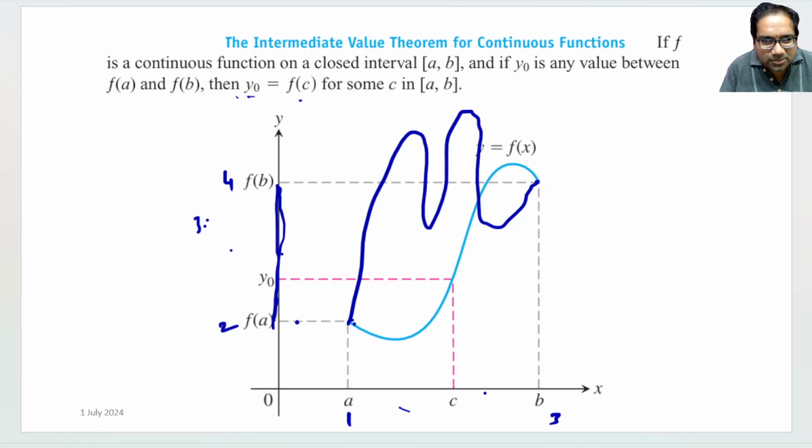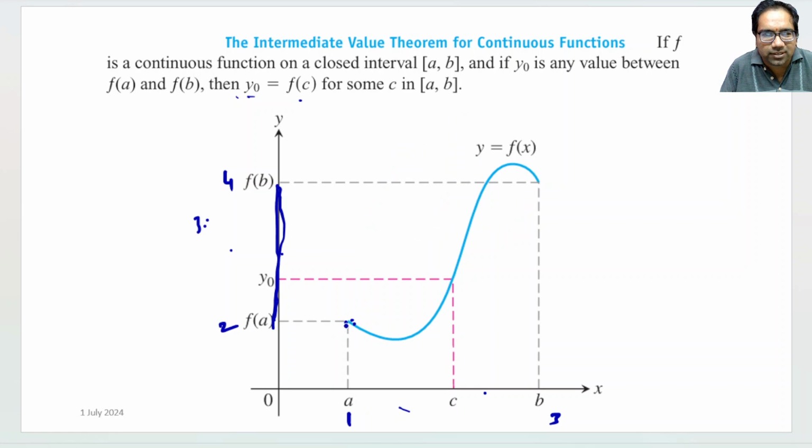Probably it can cover some points below f(a) also, or above f(b) also, right? So, for example, in this case, it is covering some points below f(a) and some points above f(b). But in the worst case also, it has to cover all the points between f(a) and f(b), right? Because it is continuous. There is no way you can skip any point between f(a) and f(b). It can cover more, but definitely it has to cover all the points between these two. That's what we are saying.